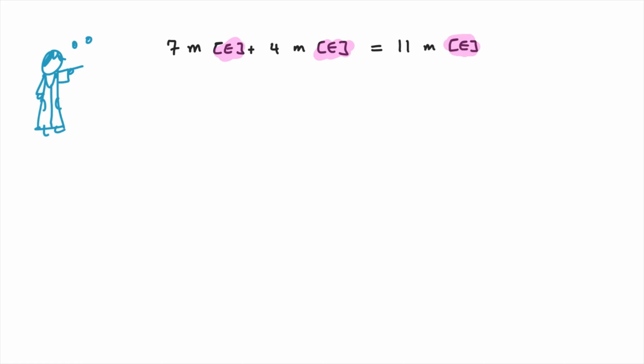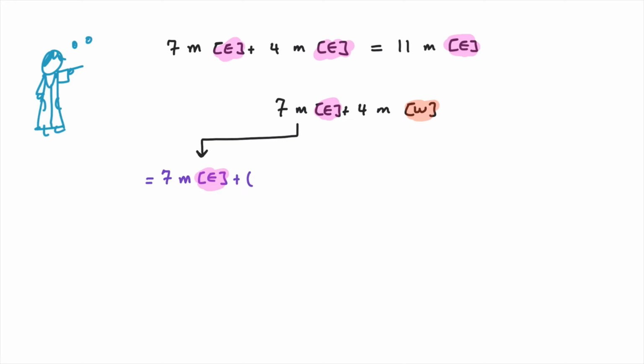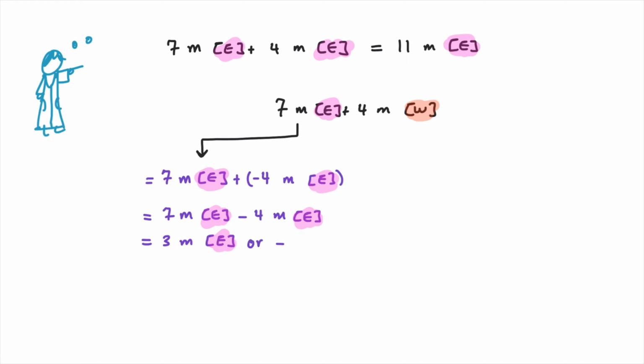In order to add two vectors algebraically, their direction should be the same. For example, 7 meters east and 4 meters east can be added directly to 11 meters east because they're both in the same direction. But when you add 7 meters east to 4 meters west, you should either change both directions to east or both of them to west. If you change the sign to east, you will have 7 meters east plus negative 4 meters east, which will equal 3 meters east. This also equals negative 3 meters in the west direction.